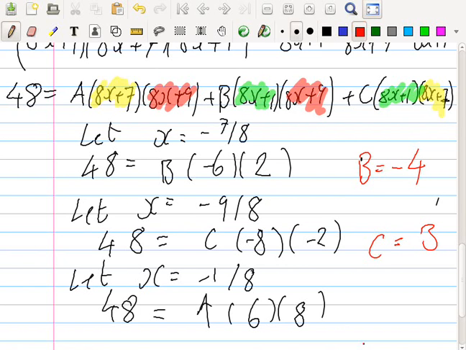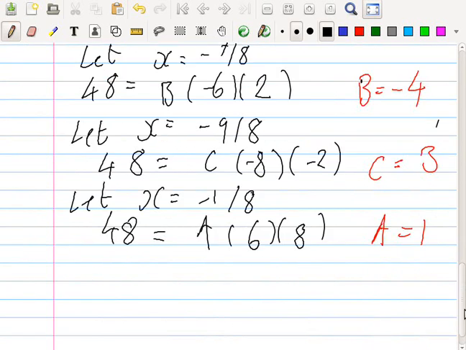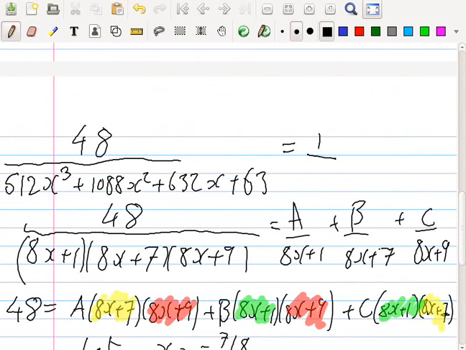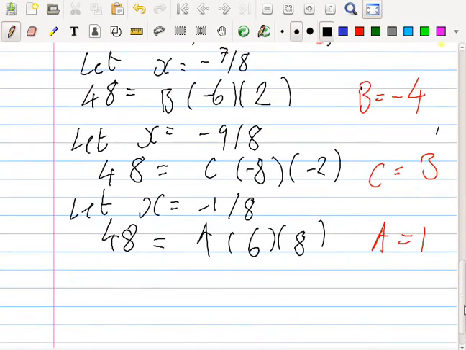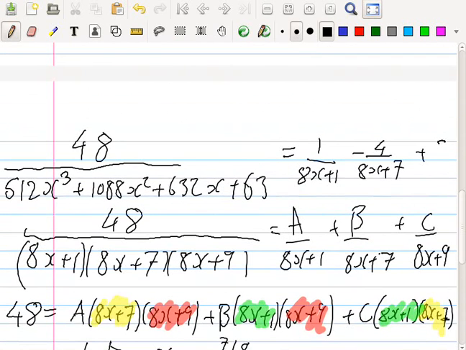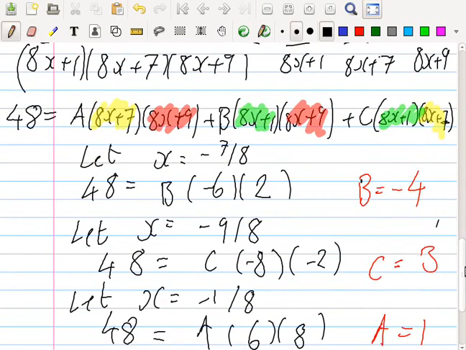Oh, hurry up, Sayun. Okay. Got my A, B, and C. So I can go back to the top and say this equals 1 over 8x plus 1 minus 4 over 8x plus 7, and then 3 at the end, plus 3 over 8x plus 9. Okay.